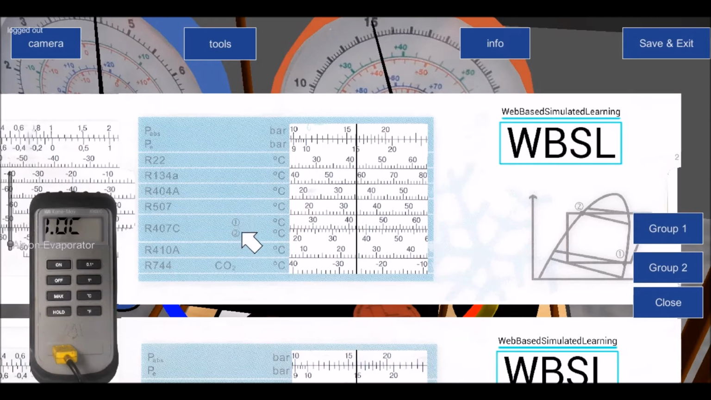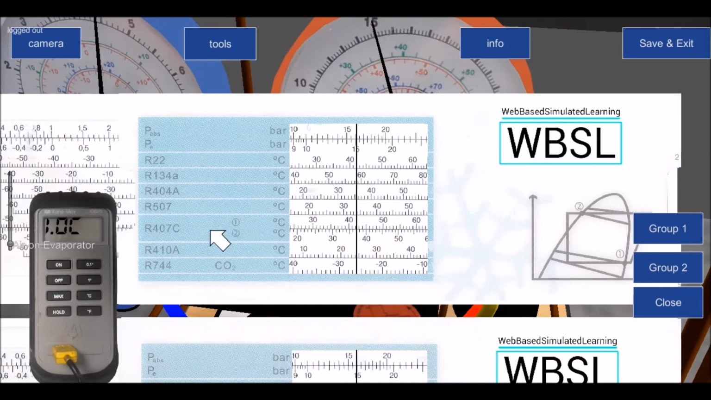Now, you've got dew and bubble point. You can see here, number 2 is the dew point inside the evaporator, and number 1 is the bubble point inside the condenser. So basically we have to say to ourselves, okay, we were looking at the condenser, so we have to look at number 1.